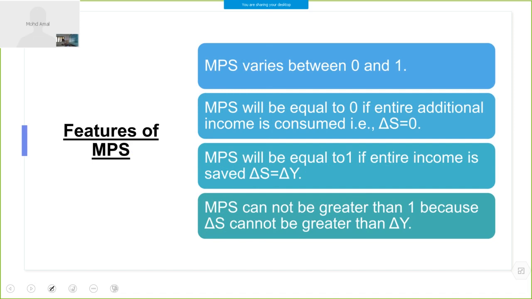Like these, the features of MPS. MPS varies between 0 and 1. Minimum value is 0 and maximum value is 1. MPS, or we can say 1 minus MPC, or 1 minus b, will give MPS.